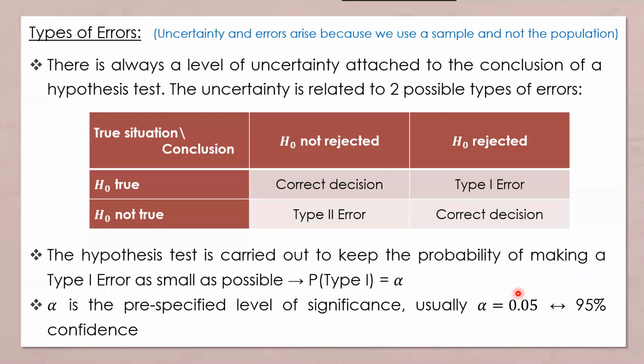And generally, the converse of it means the level of confidence we have in our results. So if alpha is 5%, then that means we have 95% confidence in our results. Okay, so obviously the lower alpha is, the more confidence we have in our results. All right.